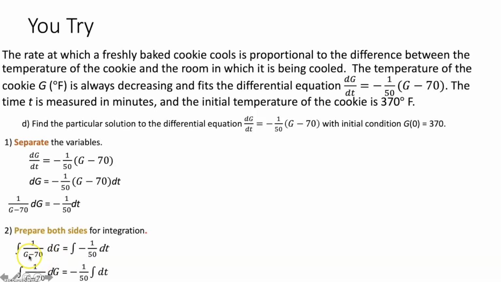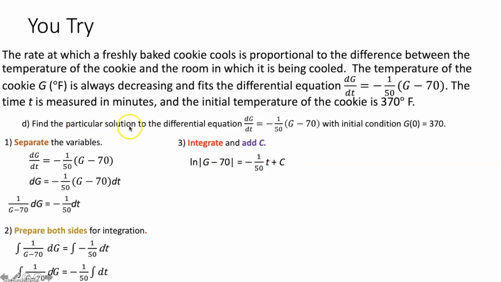Or you could just recognize that we have a linear function in our denominator down here, meaning if we integrate this, it's just going to be ln of the absolute value of g minus 70. On the other side, we know the integral of dt is going to be t plus c. We distribute that -1/50, and -1/50 times t is -1/50t. -1/50 times a constant is still just a constant, so you can just leave that as c.